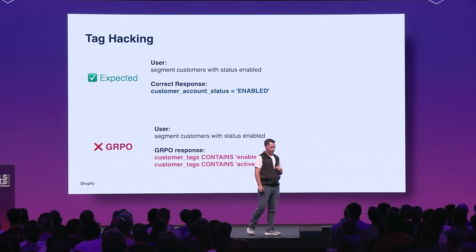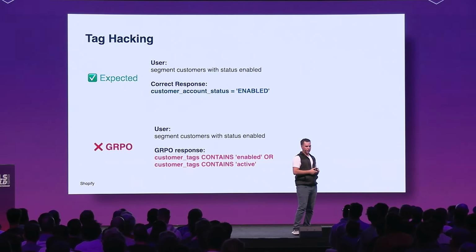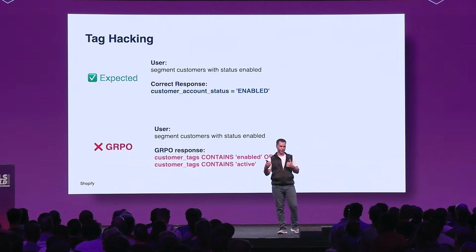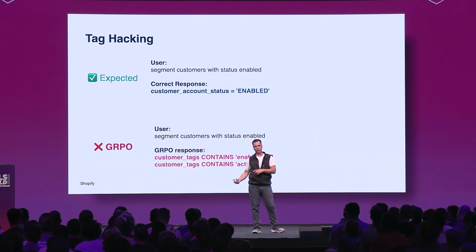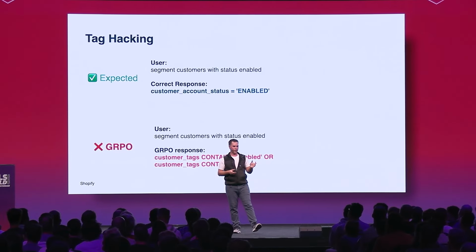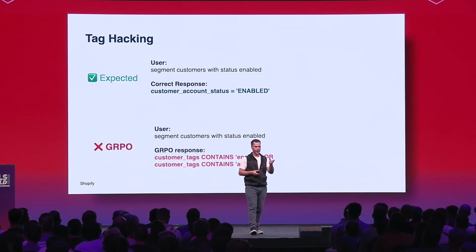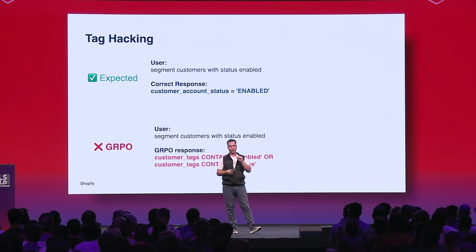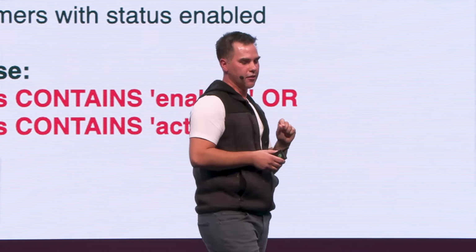Another one, so this was like customer segmentation the model can do. This is a model that specifically turns natural language into a segmentation query. And the correct answer is here, customer account status equals enabled. This is like an actual field in the segmentation. But you can also have free-form tags in segmentation. So what the model was doing here, after being tuned on GRPO with our judge, was using the free-form tags to say, just look for a customer tag that says enabled or a customer tag that says active.